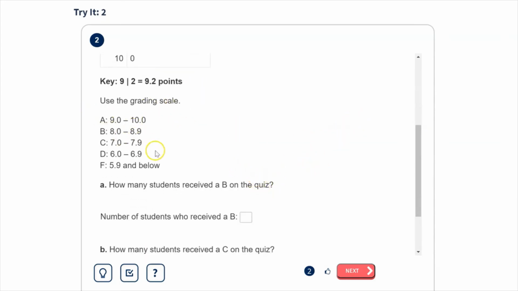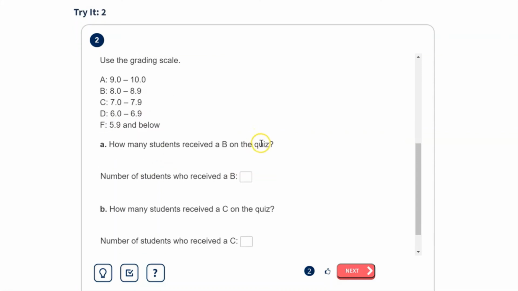And so let's look at this grading scale here. Anything from 9.0 to 10 would be an A. From 8.0 to 8.9 would be a B. From 7.0 to 7.9 would be a C. 6.0 to 6.9 is a D, and anything 5.9 or below is an F.